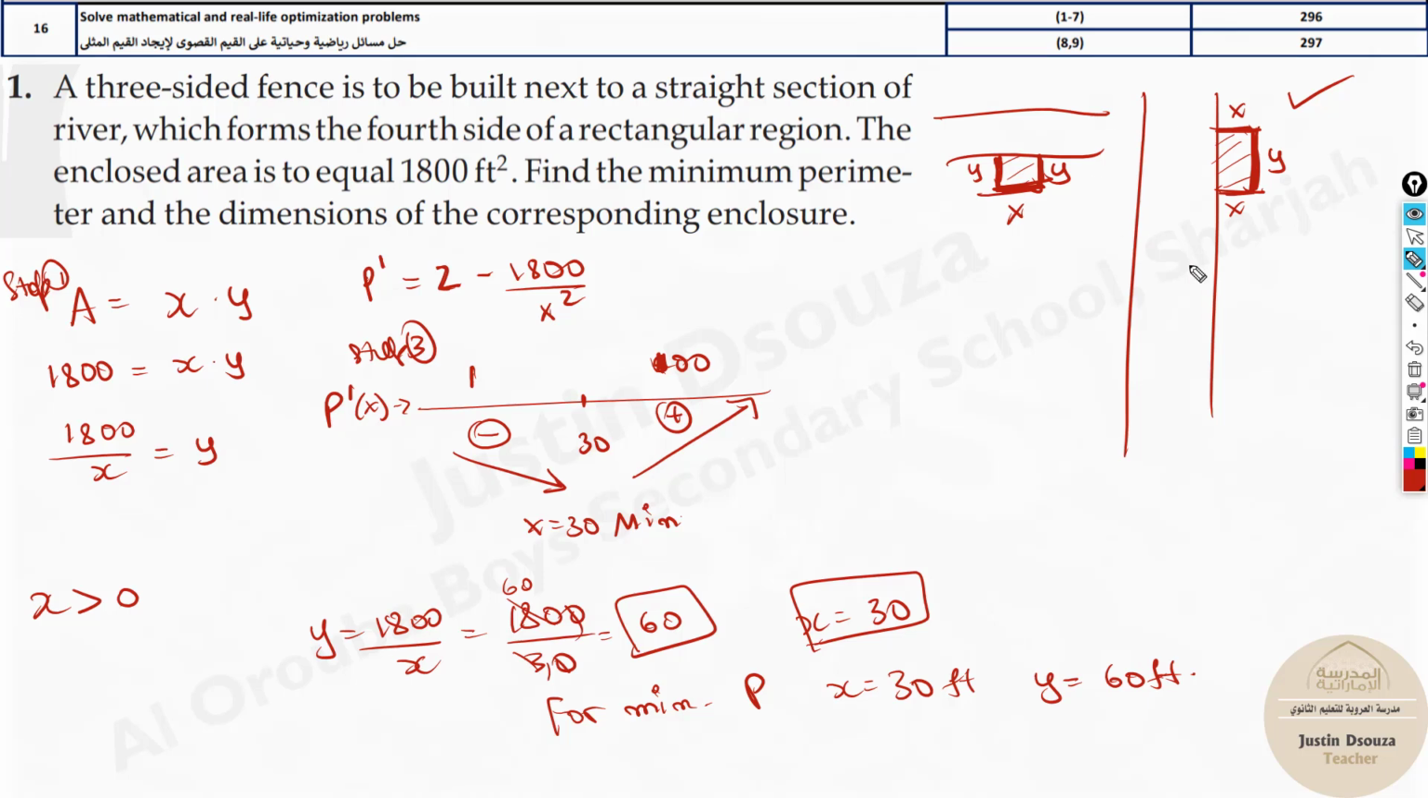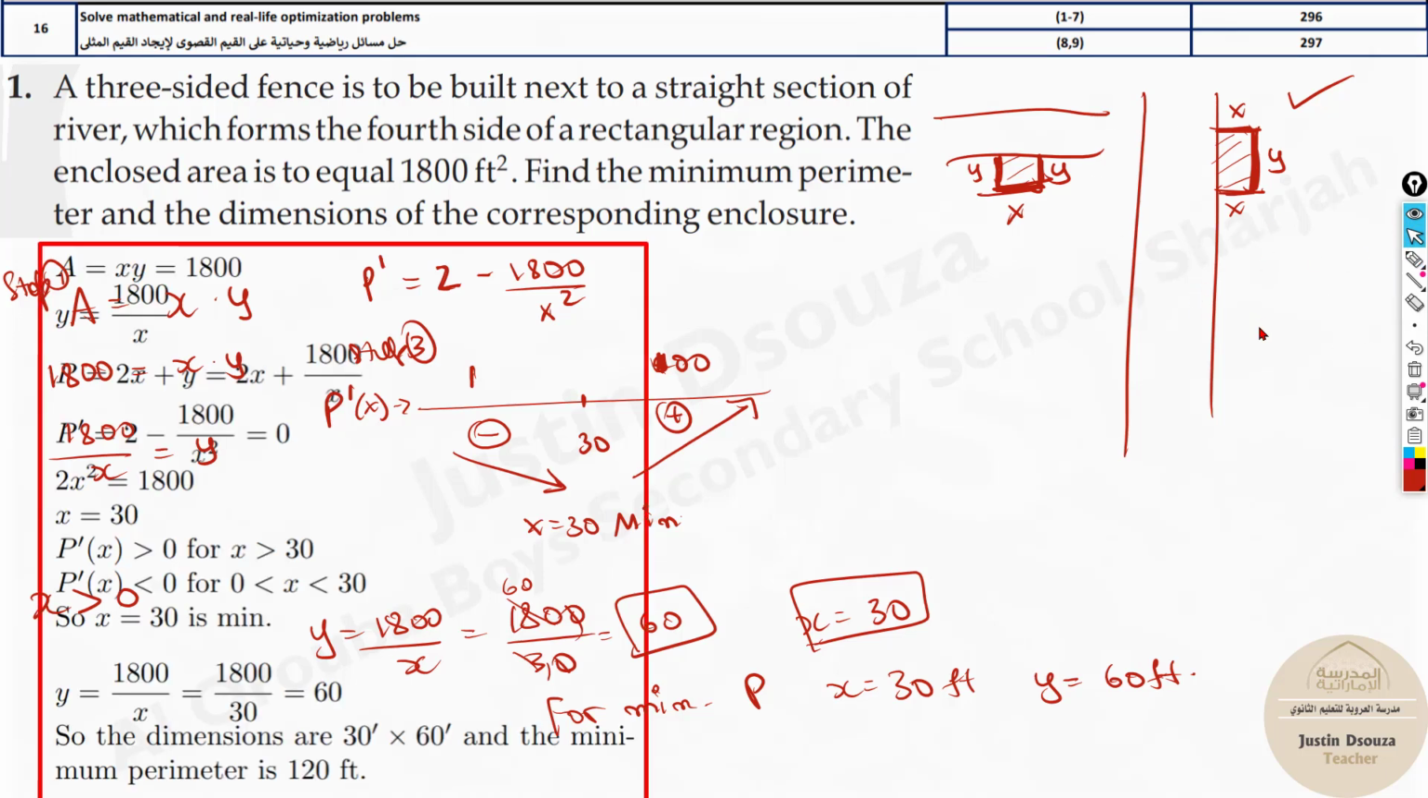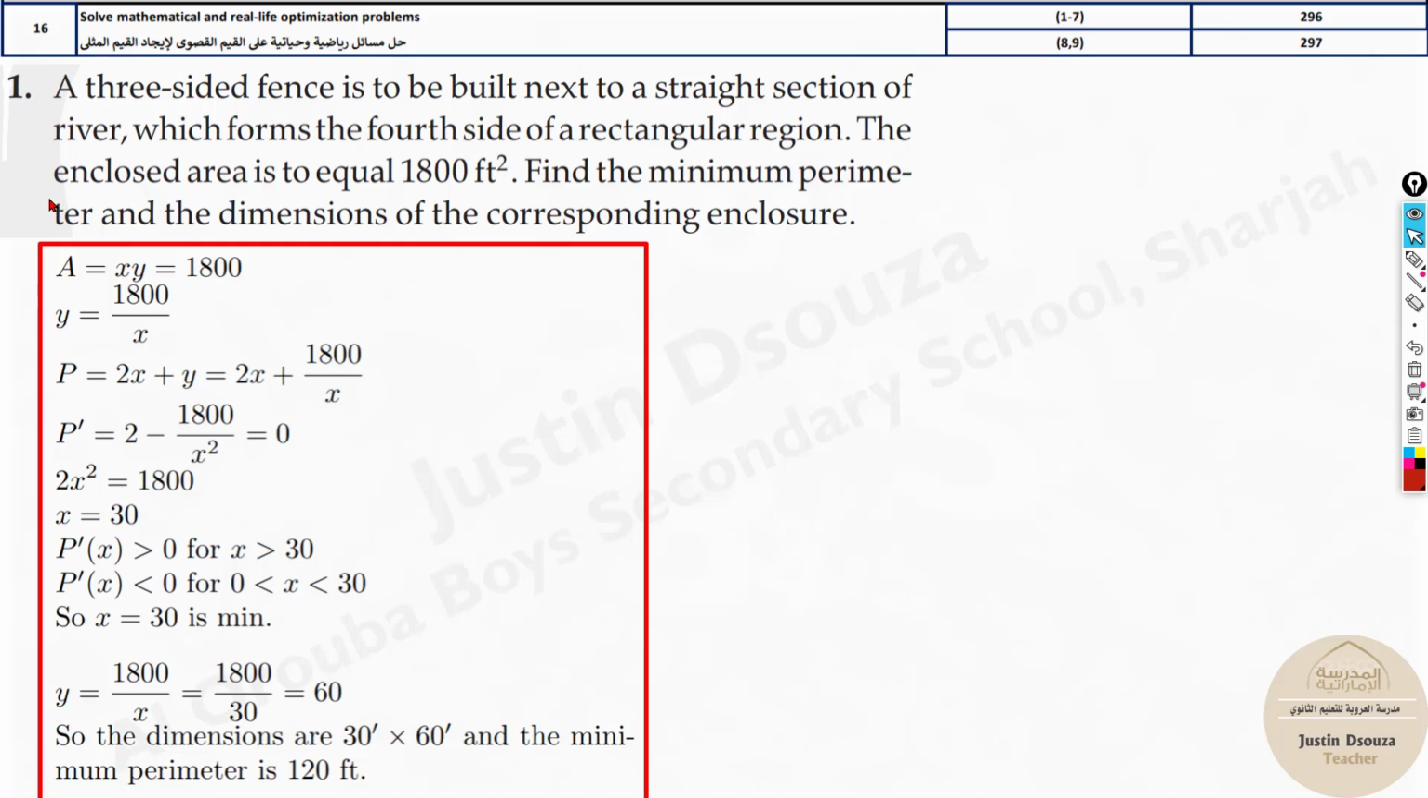Please try to draw a rough figure. It will be much better to understand and solve it up. You can see here, these are the dimensions, 30 by 60. The worked out solution is also available. You can go through this.